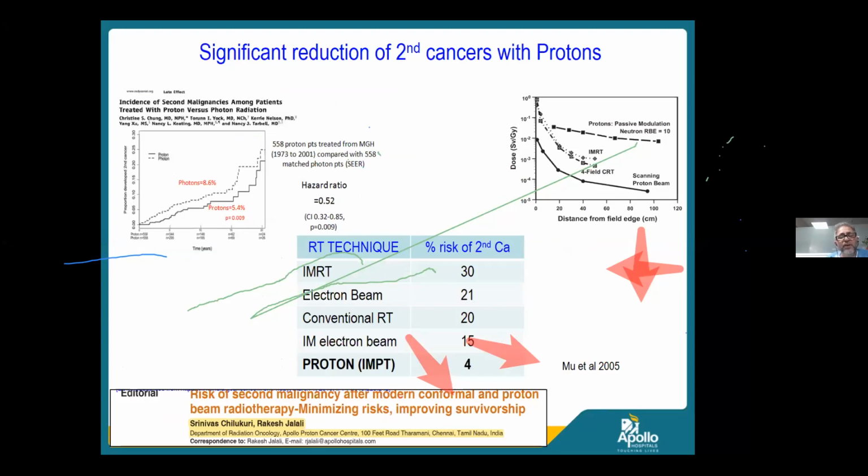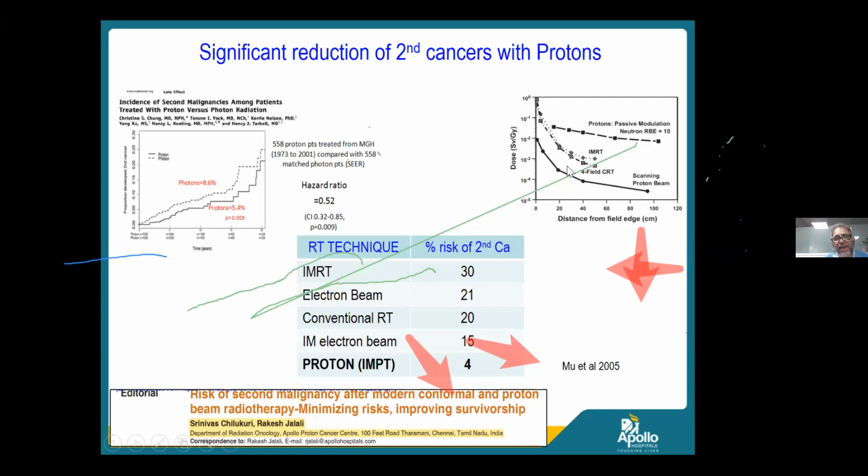One of the significant advantages, which was again a question in the quiz, is that protons, especially with pencil beam, significantly reduce the integral dose, because you eliminate the neutron contamination, because there is no collimator, no aperture, no hardware. So you eliminate the neutron contamination, which was a little bit of an issue with passive modulation.